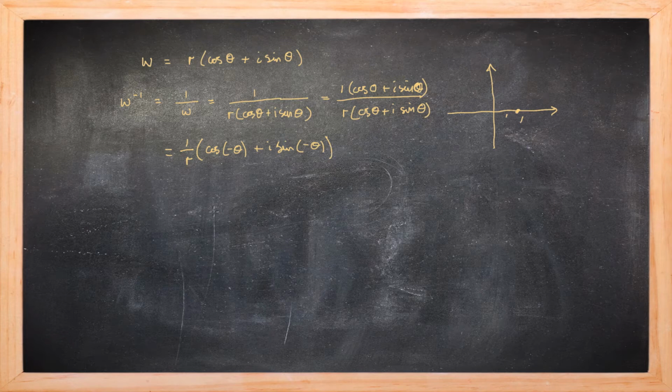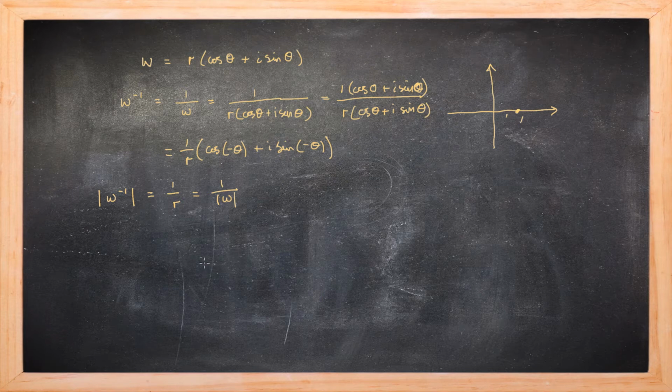So what can we say from this? Well, we can say that the modulus of the reciprocal of w is 1 over r, and we know that r is the modulus of w. And that's one of the results that we'd observed previously.